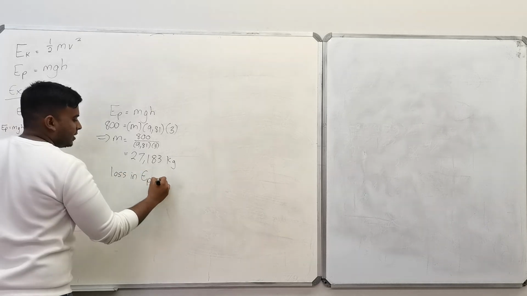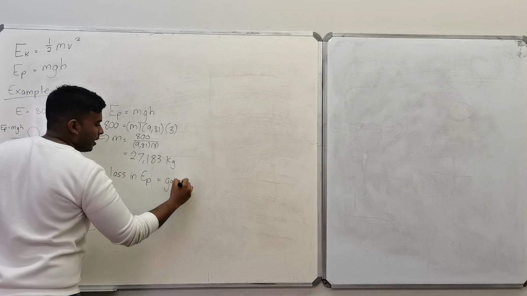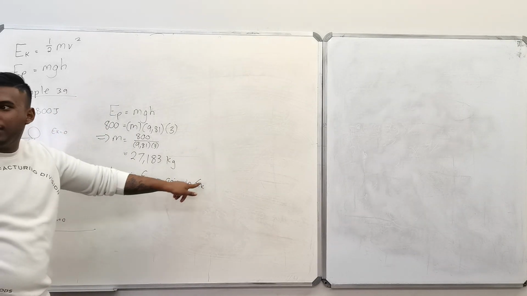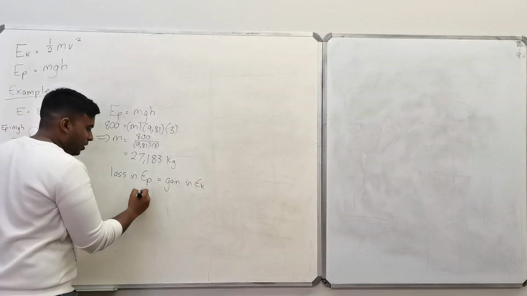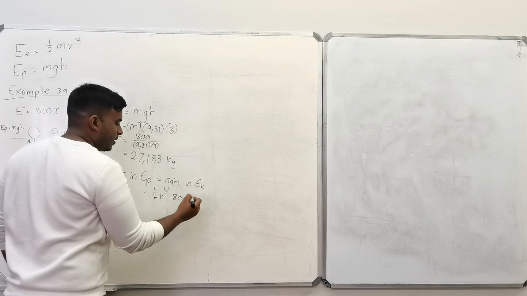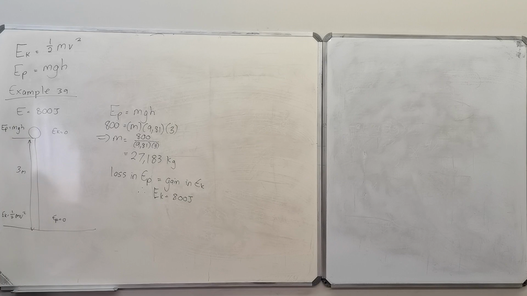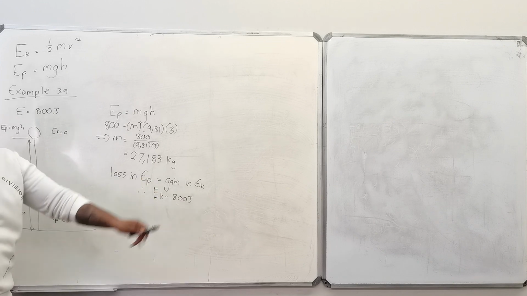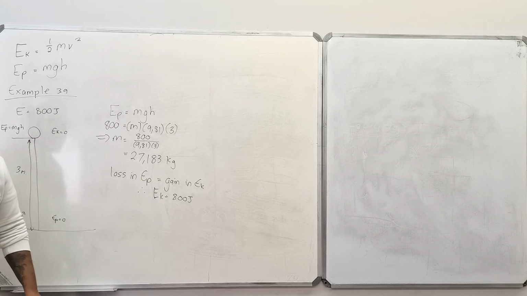Now, to state the kinetic energy, you would say a loss in EP is equal to a gain in EK. So, loss in potential energy is equal to a gain in kinetic energy. Therefore, your EK is also equal to 800 joules. Because the question at the start told you an object possesses 800 joules of energy because of its height. So they're telling you its potential energy is 800. You state that the kinetic energy is also 800 joules because the loss in potential energy is equal to a gain in kinetic energy, that is conservation of energy. You must put that down.